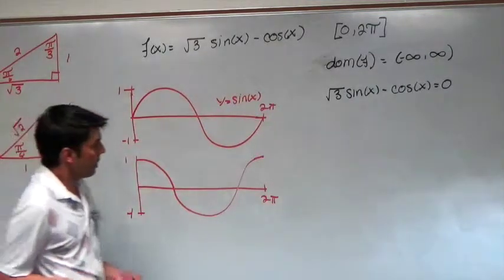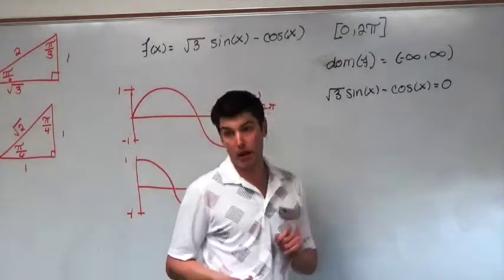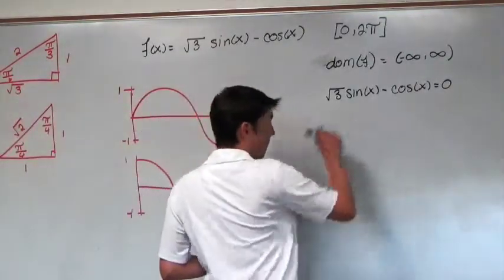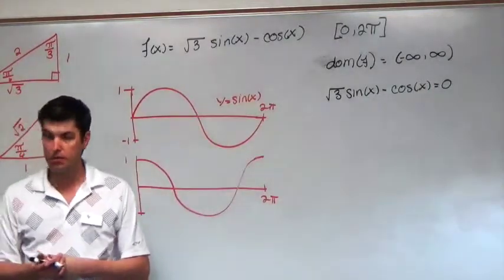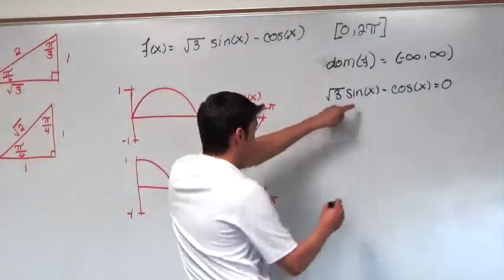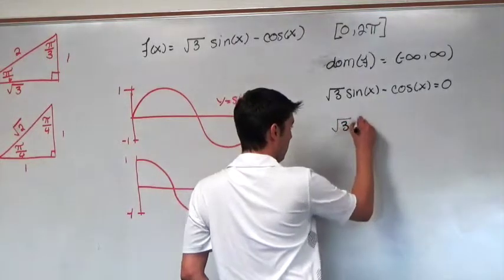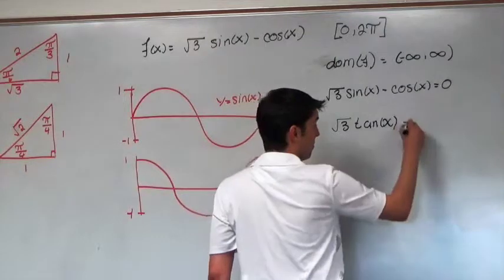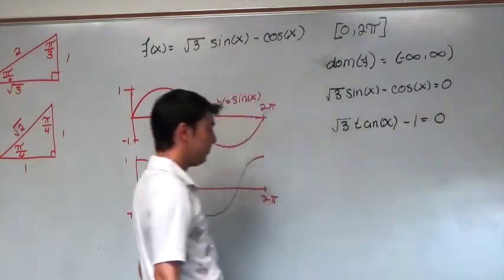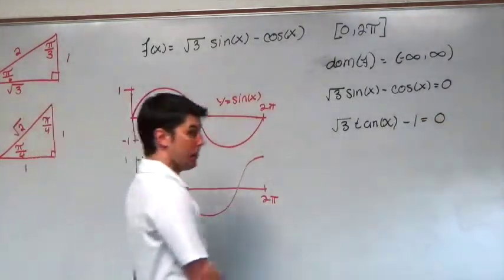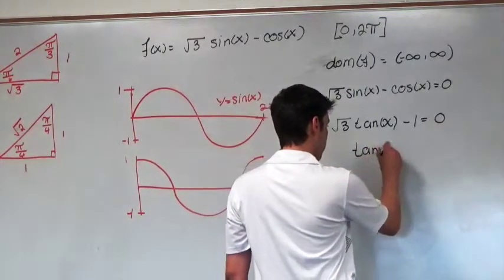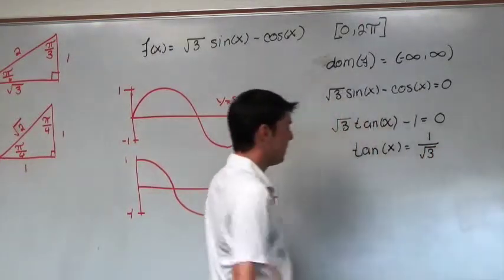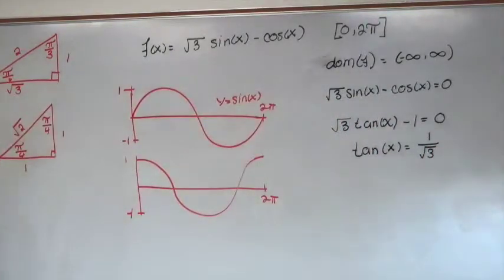So what I'm going to do is I'm going to divide both sides by cosine, and that would produce a trig function with only tangent in it. So divide this by cosine. Sine over cosine is tangent. Divide this by cosine. Solve for tangent. So we get tangent is 1 over the square root of 3.